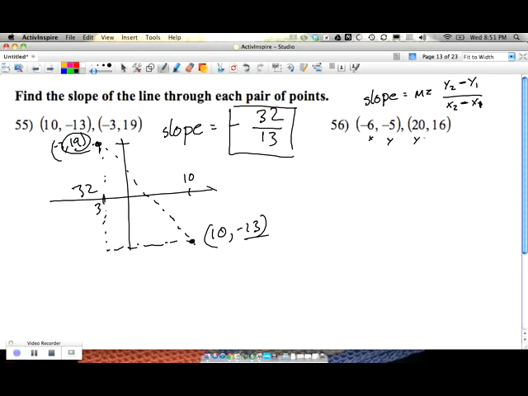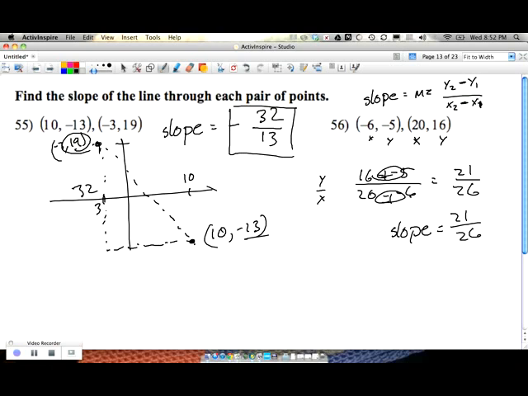So let's use these x and y values to calculate that movement. First I got 16 minus negative 5 for my y's. And then for my x, I have 20 minus negative 6. Let's see what this would simplify to. The top is going to become 21, because this is really a positive when you subtract a negative. The bottom is going to become 26. Those don't have any common factors, because the bottom would be 2 times 13, the top would be 3 times 7. So they're relatively prime. That means that the slope equals 21 over 26.